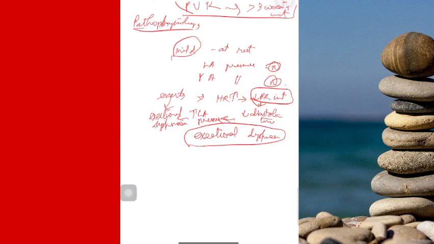What is the first and foremost sign of aortic stenosis? It is angina. What is the first and foremost sign of aortic regurgitation? It is palpitations. So likewise, the first and foremost sign of MS would be exertional dyspnea.